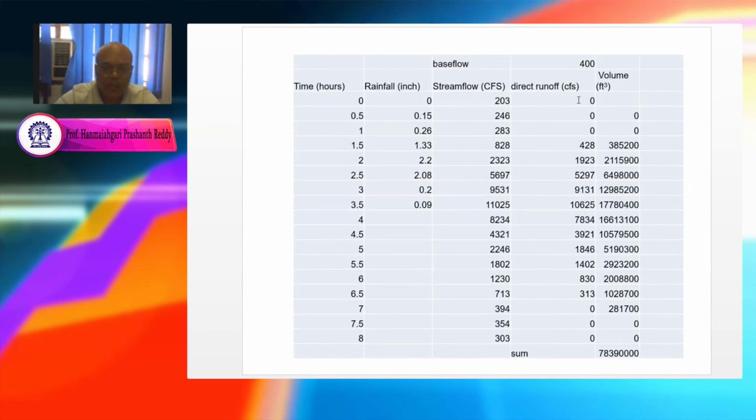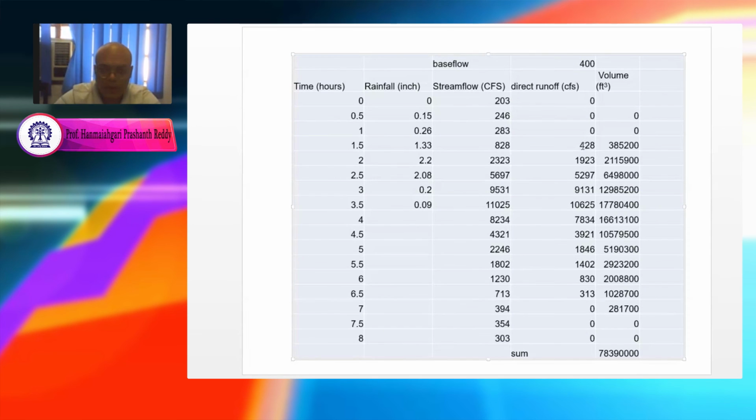Now base flow is known, then we have to calculate direct runoff. So direct runoff is equal to flood hydrograph minus base flow. So 203 minus, we have to subtract 400 from this column. So that is 203 minus 400, 246 minus 400, 283 minus 400, etc. Since the base flow is more than the rainfall, the direct runoff contribution is 0. And the direct runoff contribution starts from 1.5 hour, that is 828 minus 400, that is equal to 428.